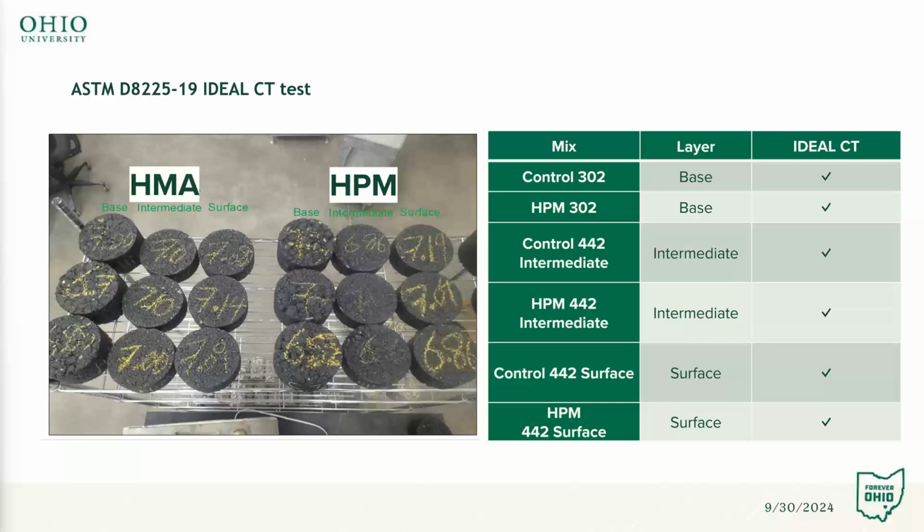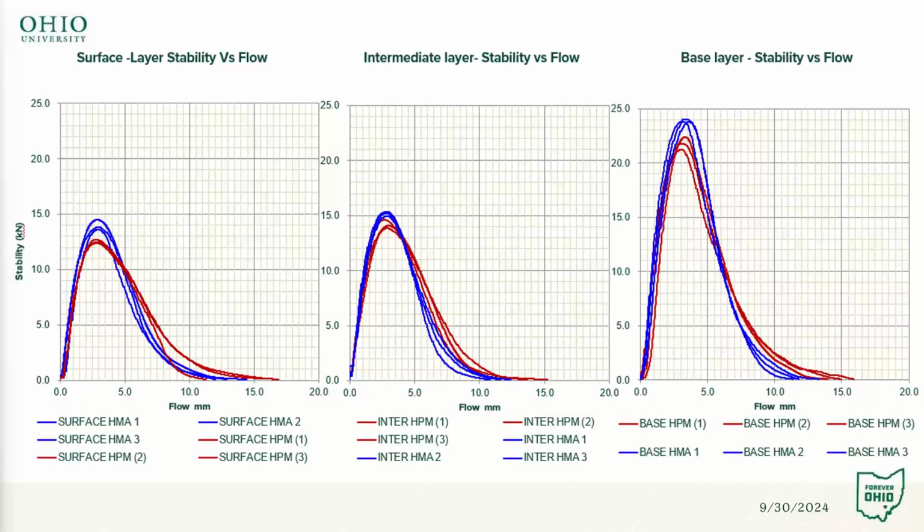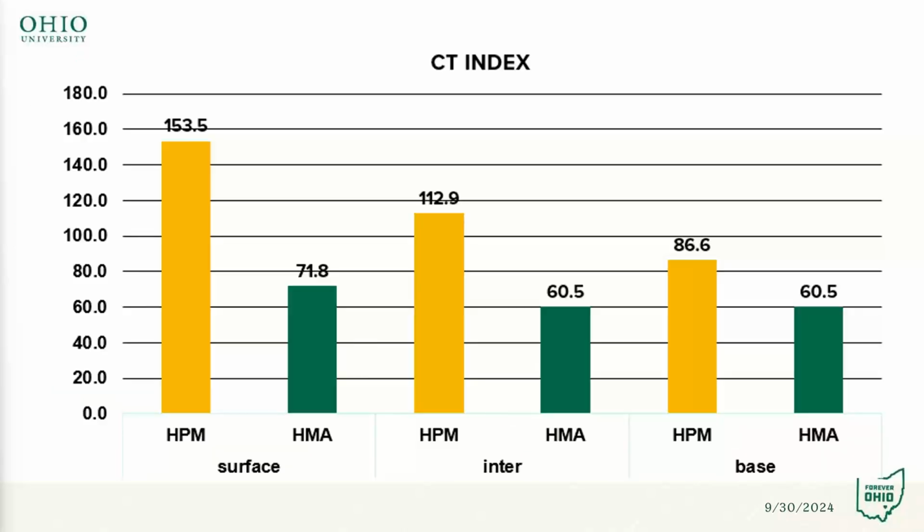Ideal CT was again conducted on the base, intermediate, and surface layers. And then these are some of the raw data graphs that show the stability versus flow. It's kind of telling. Those results were summarized in here, where we can see that the CT index for the HPM layers were much higher, as expected, than the HMA layers.